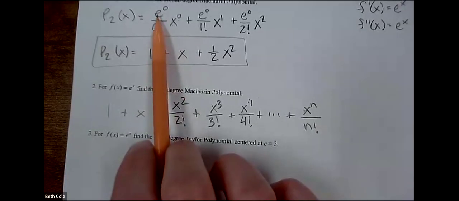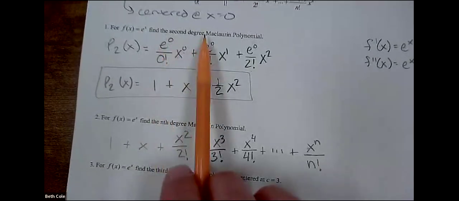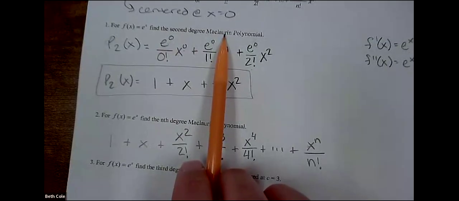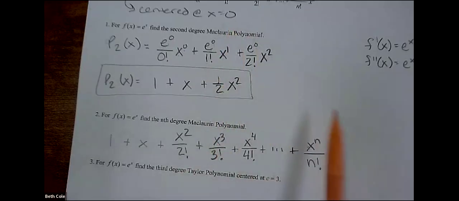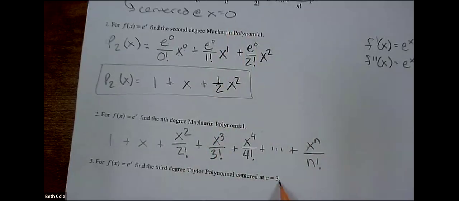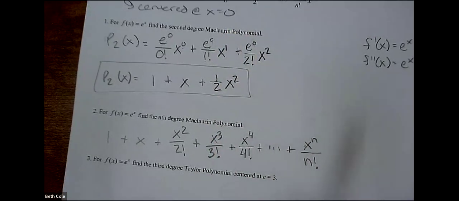This one? Yeah. Because it says Maclaurin polynomial, and that means centered at 0. Maclaurin means centered at 0. We'll do one that's centered somewhere else. I think the next one I have is centered at 3. So you'll see how it looks different. No, it's for all values of n. Every value of n ever.